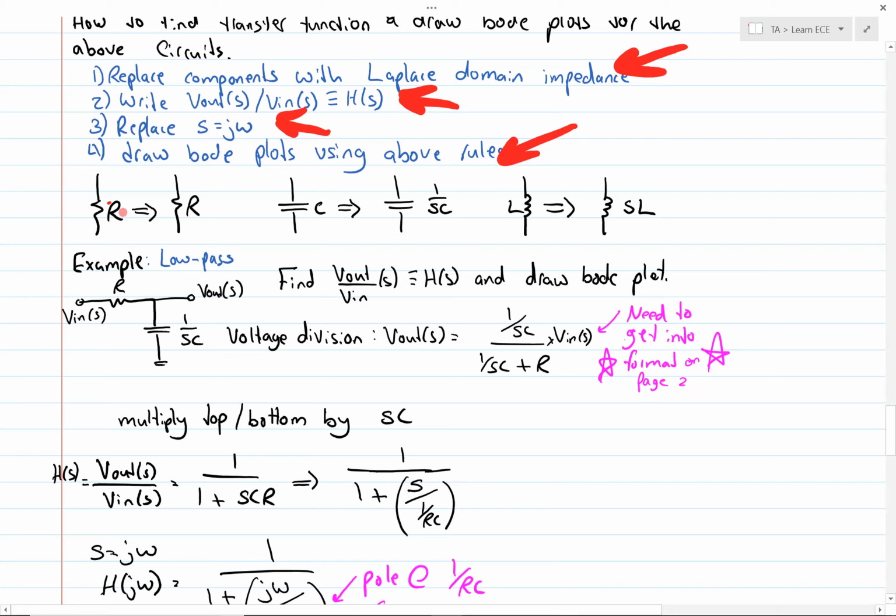A resistor valued R is just R in the Laplace domain. If you have a capacitor, the impedance is 1 over SC in the Laplace domain. If you have an inductor L in the Laplace domain, it's SL. So those ones you should remember.